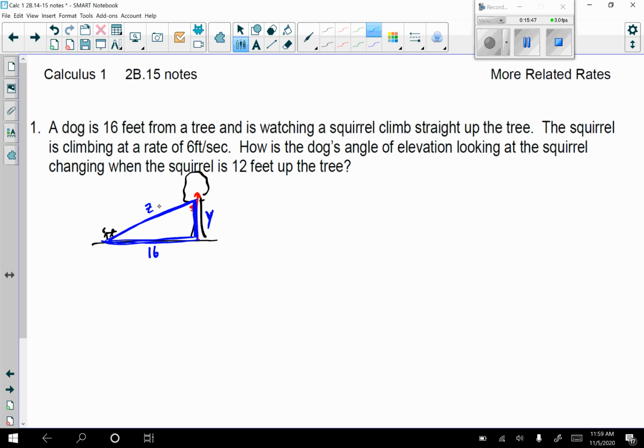Okay, but read on. It says, how is the dog's angle of elevation looking at the squirrel changing? We need an angle in here. Remember, the angle of elevation talks about right here. How fast is the dog having to look up, to turn his head up? We need to know about this angle.